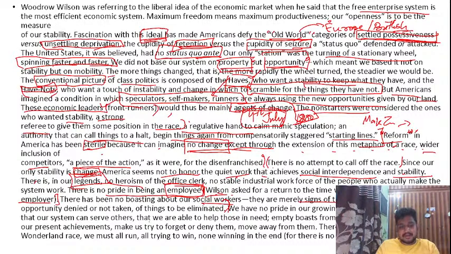Of opportunities denied, not taken. Okay, we did that. We have no pride in our growing interdependence, in the fact that our system can serve others, that we are able to help those in need. Empty boasts from the past make us ashamed of our present achievements, make us try to forget them or deny them or move away from them. At the end there is no honor, but in the Wonderland race, we all must run, all trying to win, none winning at the end, for there is no end.